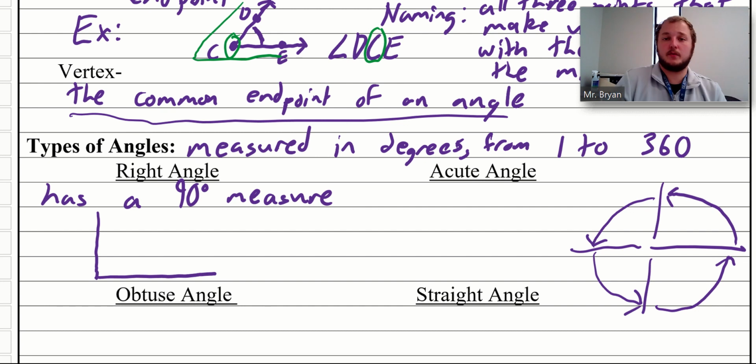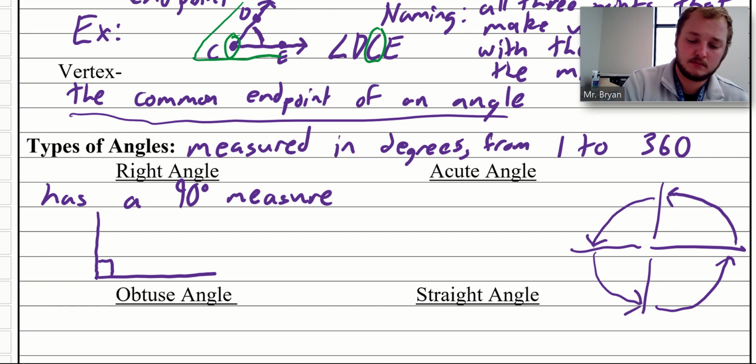And then one other way that we designate them, and this is only for right angles specifically, to make sure we understand that they're a right angle: if we know it's 90 degrees, we put a little box in the corner, or by that vertex. Okay, so that is a right angle.